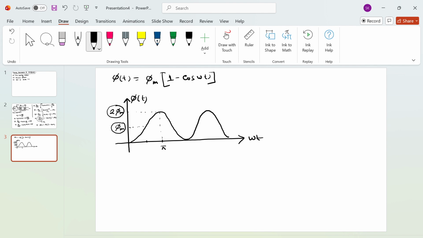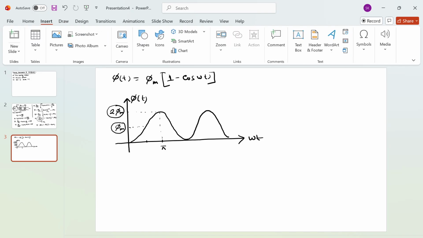This double maximum flux is basically responsible for bringing the core of the magnetic material into the deep saturation region. We'll explain all of these things later. Now, this was the explanation from the mathematics point of view. We can also think intuitively about how the flux is getting doubled.